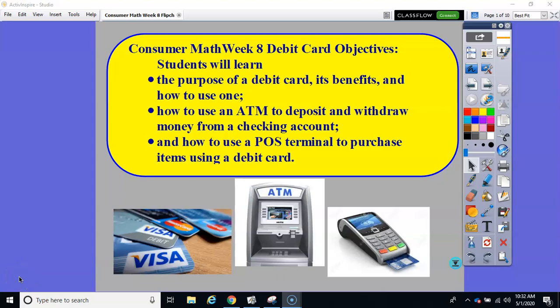This week in Consumer Math, we are going to be talking strictly about debit cards. The objectives for this week are that you will learn the purpose of a debit card, its benefits, and how to use one, how to use an ATM to make deposits and withdrawals from your checking account, and how to use a POS terminal to purchase items using a debit card.